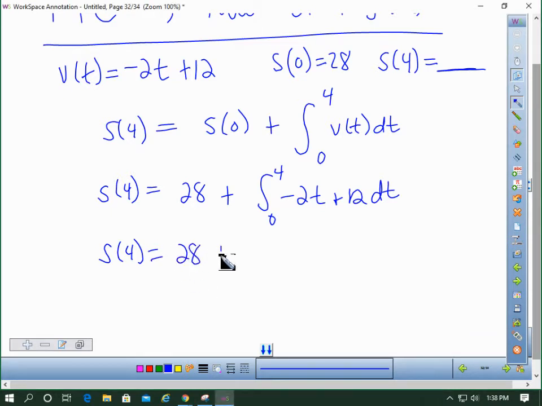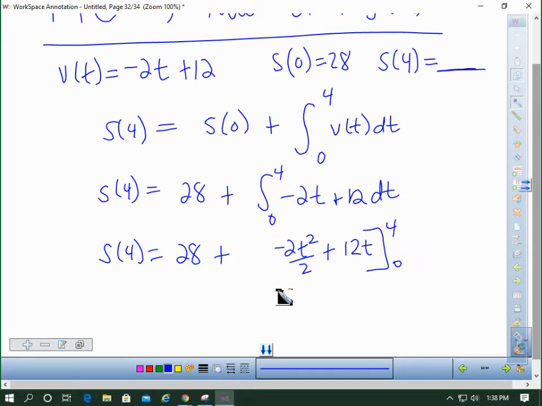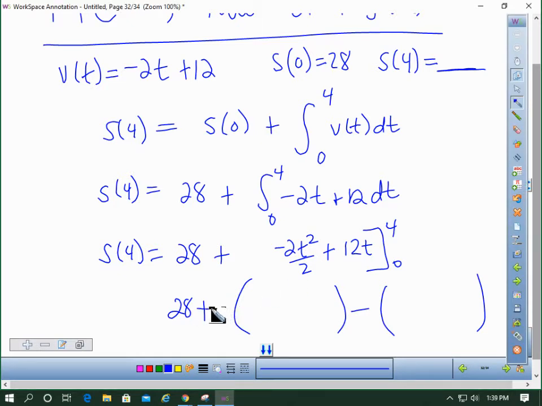All right, so I have 28 plus, the antiderivative of this is going to be negative 2t squared over 2 plus 12t. You don't need your plus c because you're evaluating from 0 to 4. And so I'm going to do the fundamental theorem of calculus on this part and then add the 28 to it when I'm done.